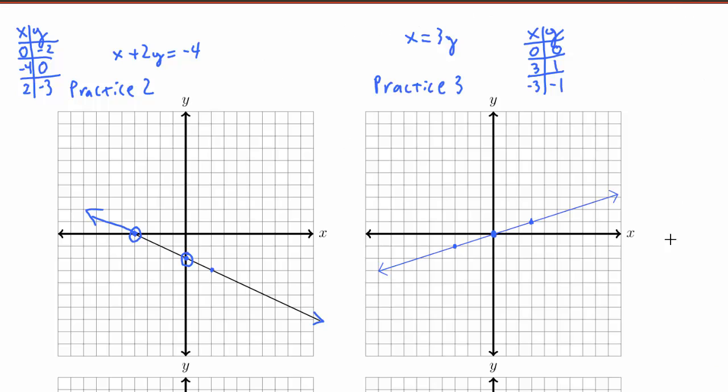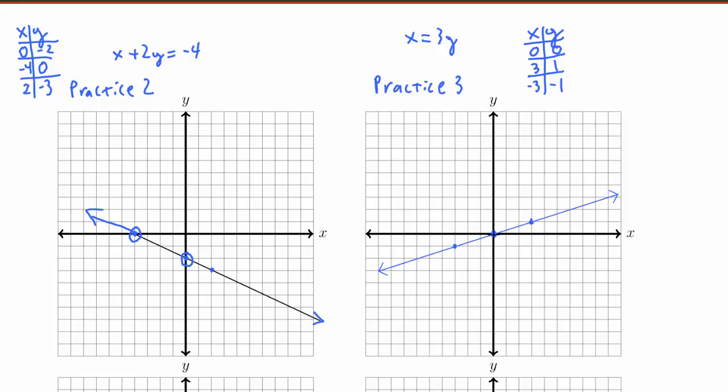Okay, we're back. Now, to make this line you'll just have to use a straight edge, and make sure you include the arrows at the ends, please. Okay, there you go. So this is how to graph the equation x equals 3y.